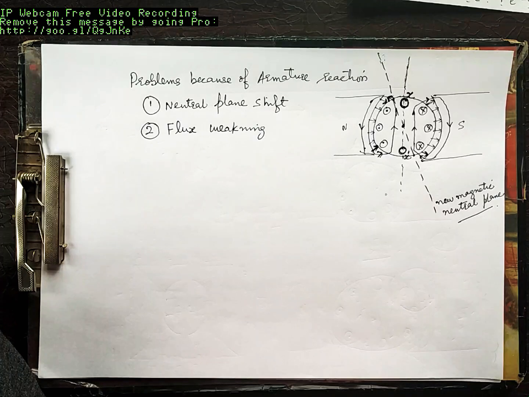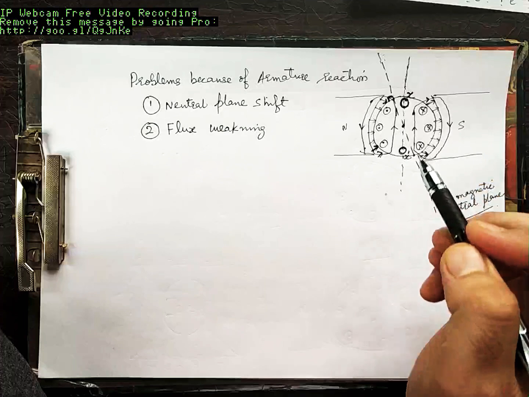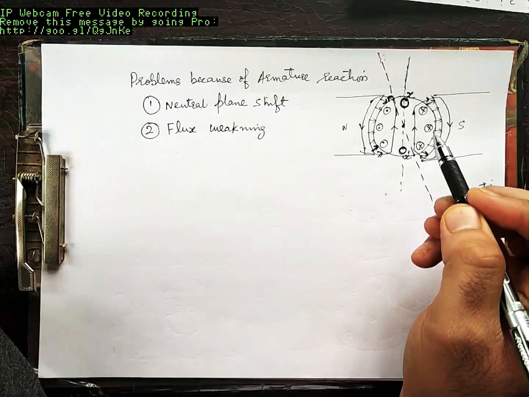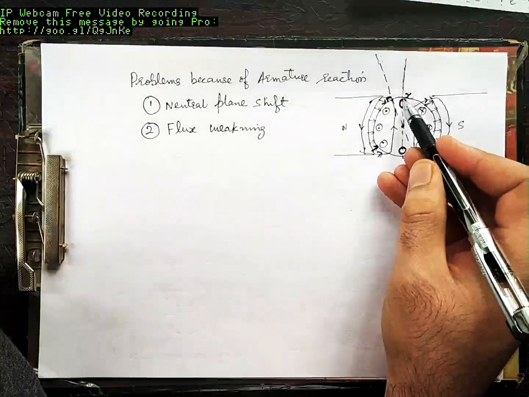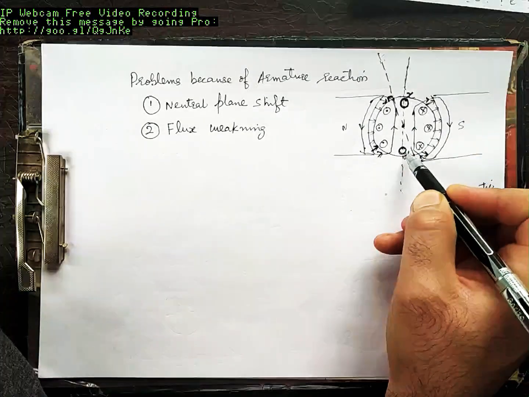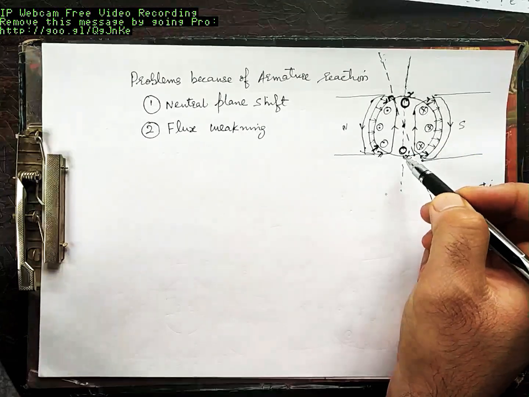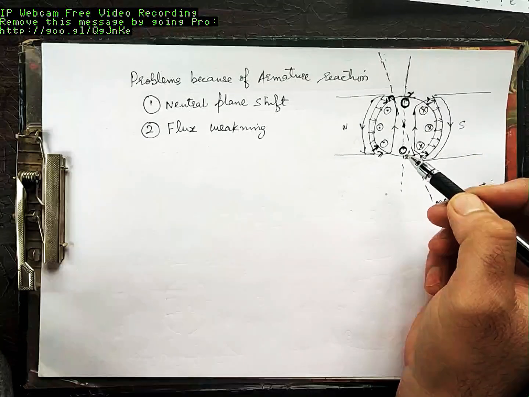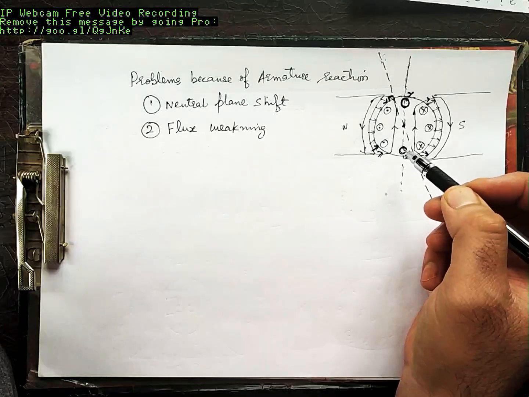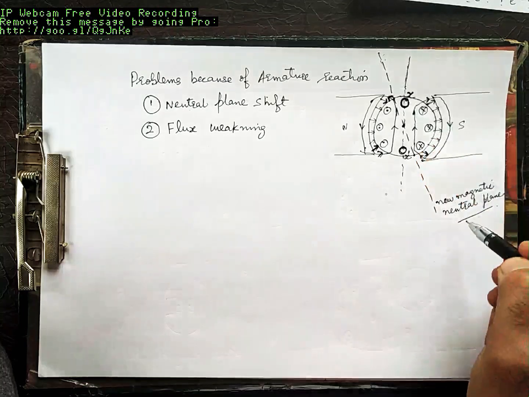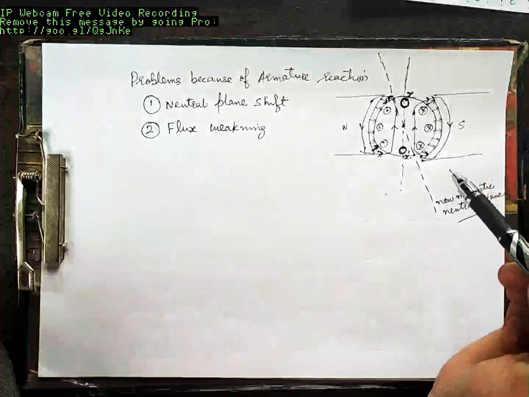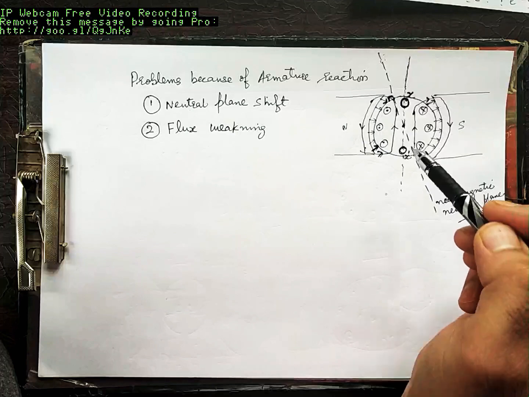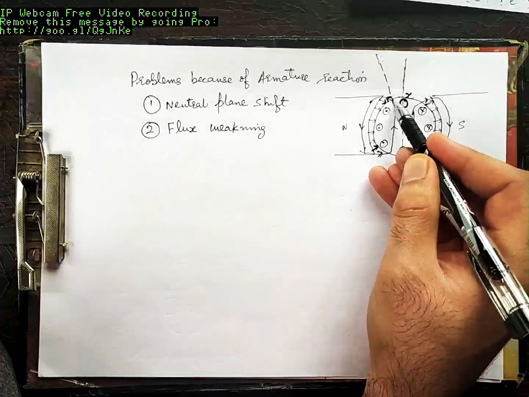I hope you are getting me. Initially, whenever a brush short circuited two commutator segments, that coil lay in the magnetic neutral plane and the voltage induced in that coil was zero, so there was no problem with it. But because of armature reaction, the magnetic neutral plane has shifted. Magnetic neutral plane shift means that the voltage induced in a conductor will be zero now when that conductor is along this plane.